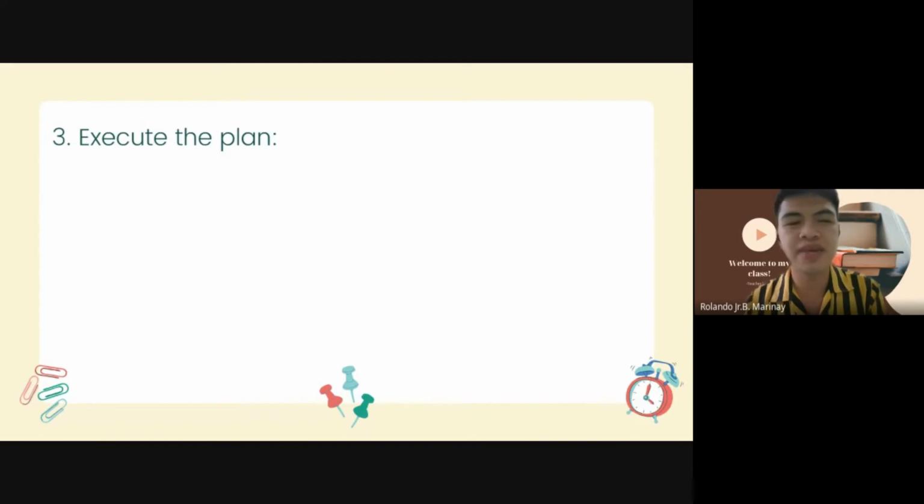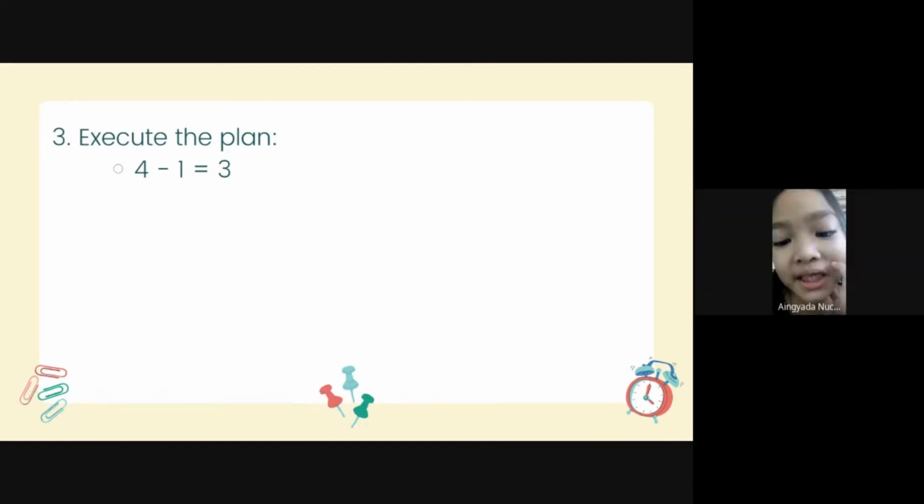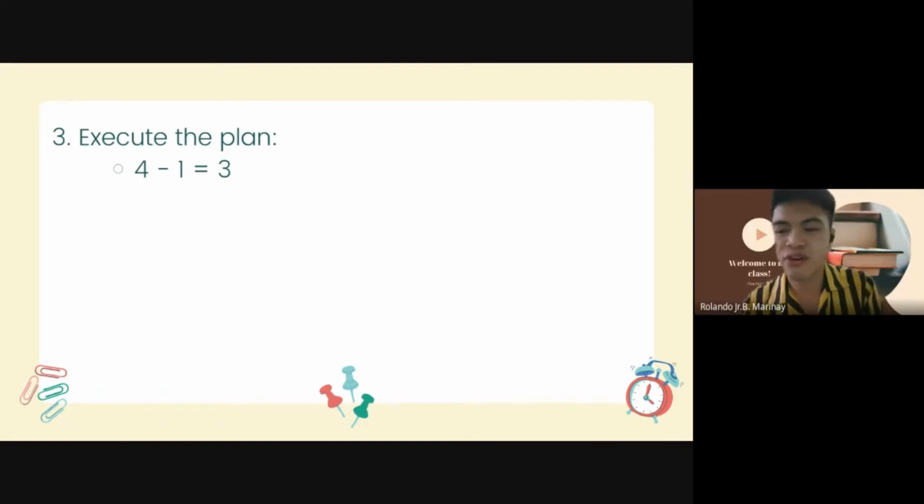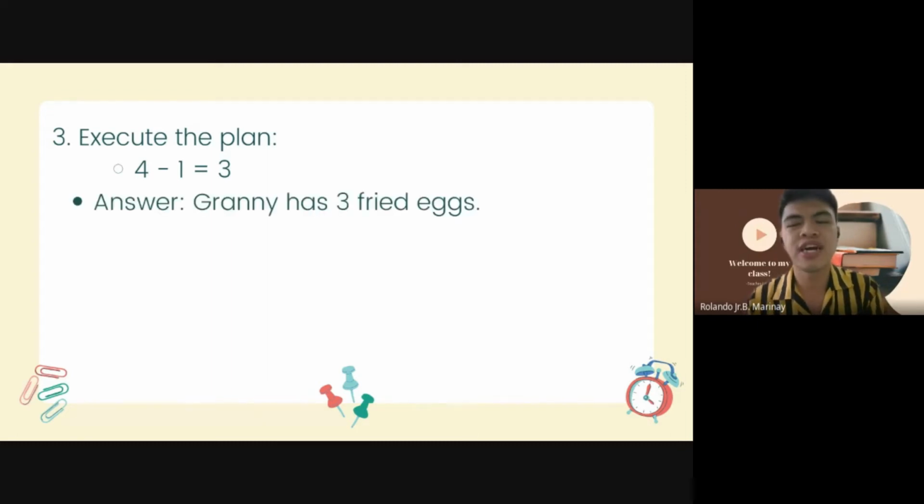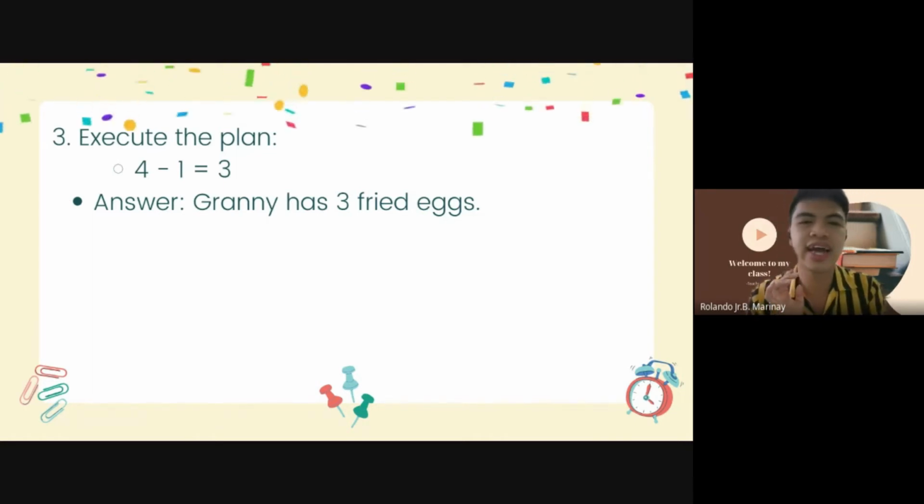The next step is execute the plan. Okay, we're going to do the plan. Execute the plan, kids, means do the plan. Okay, so 4 minus 1 equals what? Is it 3? Very good. 4 minus 1 equals 3. Okay, therefore, the answer is Granny has 3 fried eggs. Okay, so therefore you are correct. Confetti.